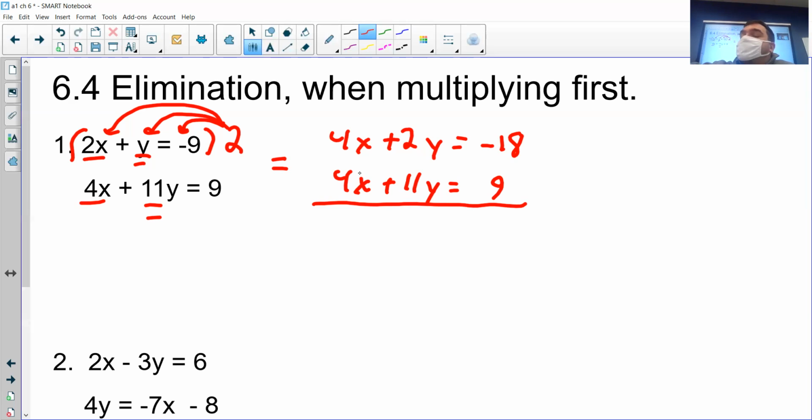If you add or subtract right now in this situation, 2 minus 4 will give you -2, and then 2 plus 4 will give you 6. Does anything disappear when you add or subtract at this moment? No, nothing disappears. So you want to eliminate something. That's why it's called elimination.